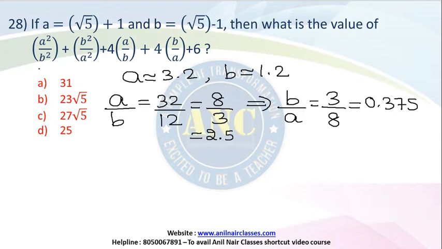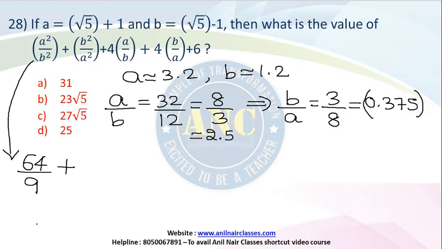Now see here, sir, what are they asking you? a by b whole square, that means 8 by 3 whole square. 8 by 3 whole square is 64 divided by 9, plus the second term, b by a whole square. b by a whole square is nothing but 0.375 whole square. Now think a little logically, sir. 0.375 itself is a smaller value. 0.3 is very close to 0, right? When I square 0.375, that will be an even smaller value.